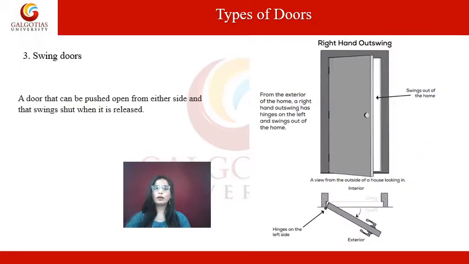Here you can see another type of door, which is the swing door. Swing door means a door that can be pushed open from either side and that swings shut when it is released. For example, you can see a door view which is opening to the outward of the house, a view from the outside of a house looking into the interior. Here this is the plan of the door, with hinges on the left side. The door is opening at the outside. So this is known as the swing door.